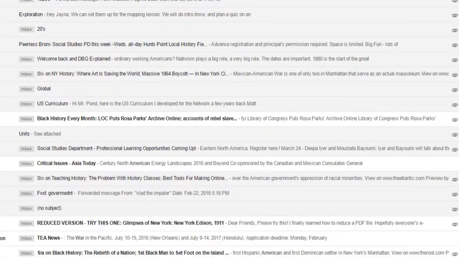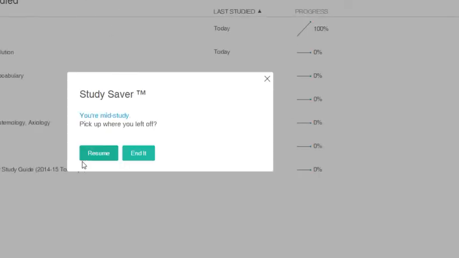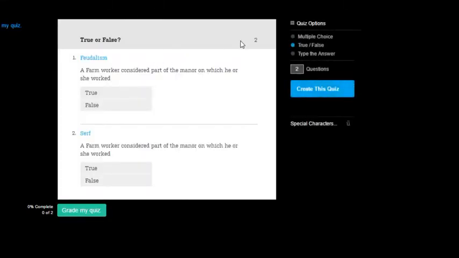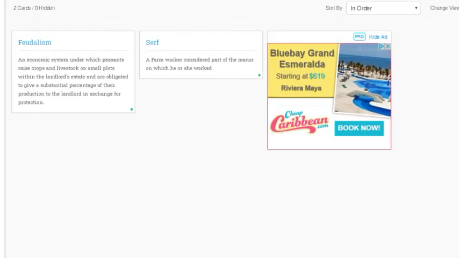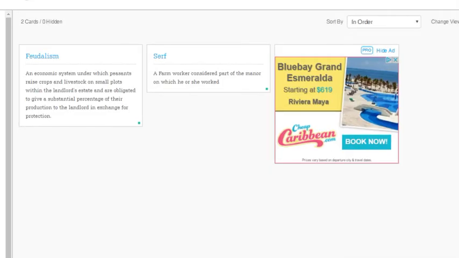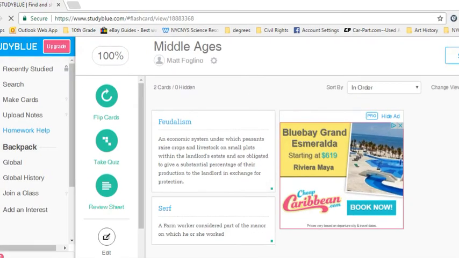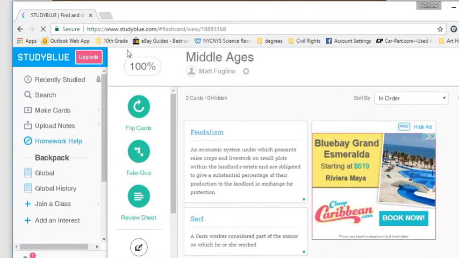It's called Study Blue. So, if you go to www.studyblue.com, you're going to have something coming up. Okay, let's see. All right, so basically, this is a flashcard application website where you can make your own flashcards. Let me see if I can resize this so that it'll actually be in the window. There we go. Okay, so this is what Study Blue looks like.